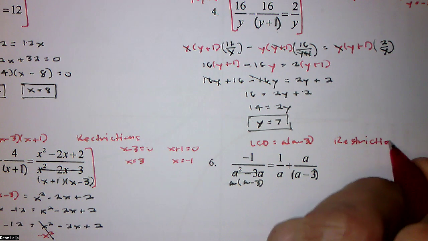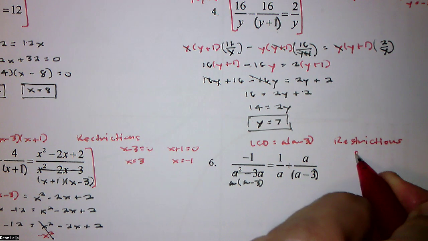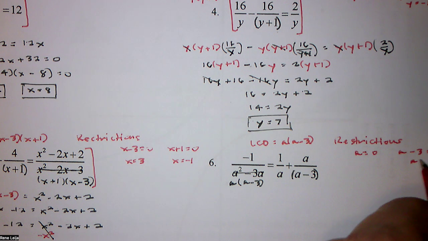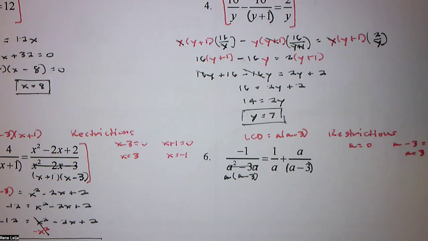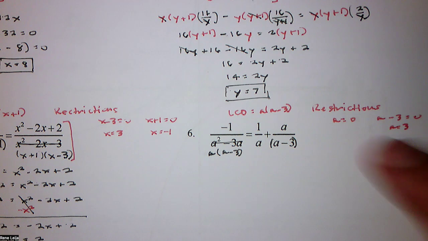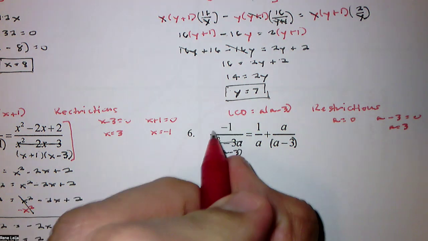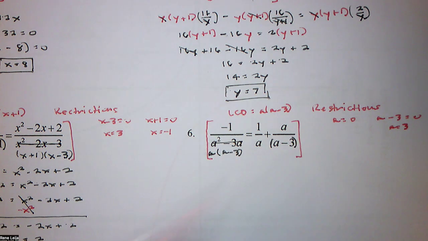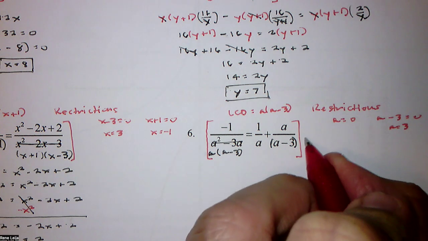We have 2 of them. So we set the a equal to 0, and then a minus 3 equals 0, which means a equals 3. So our 2 restrictions are 0 and 3. And again, I know you're tired of hearing me say that, but if one of your answers is 0 or 3, you have to throw it away.